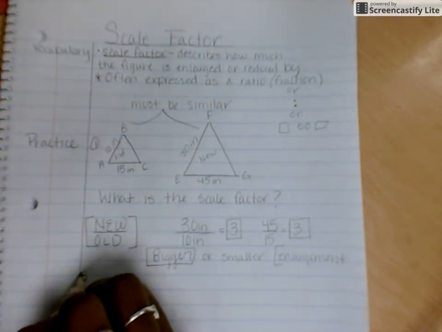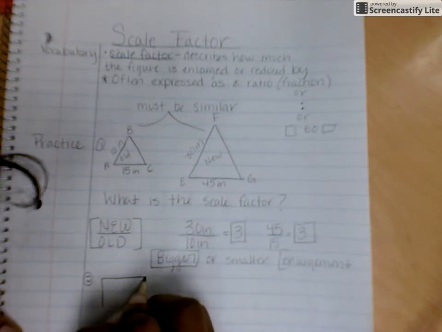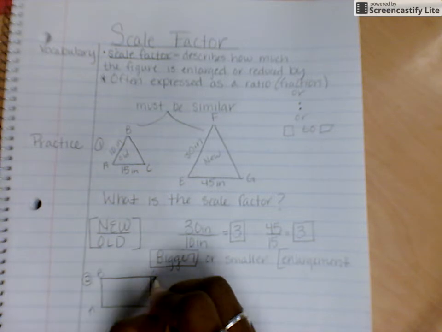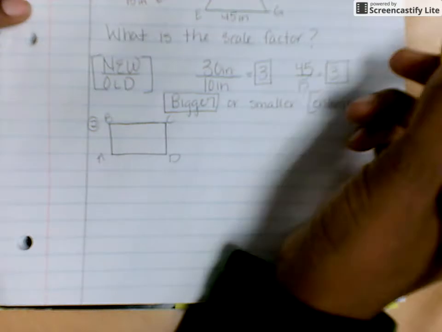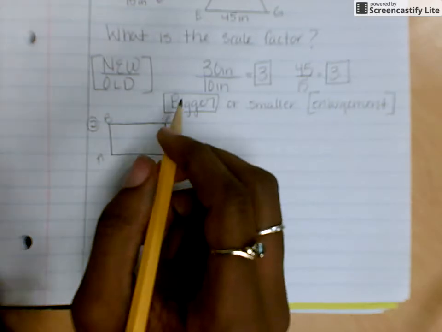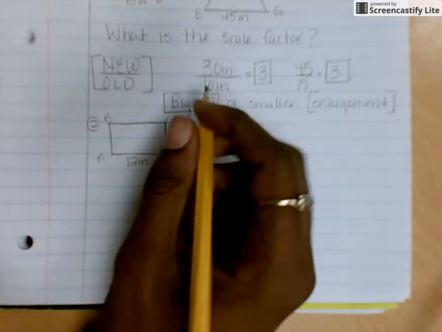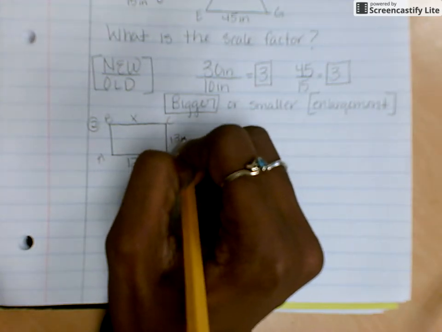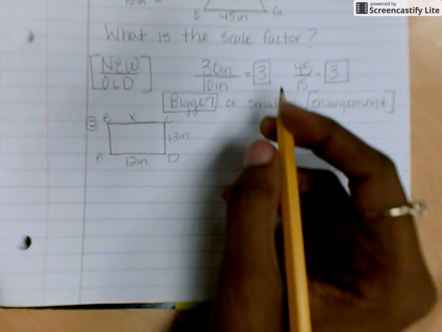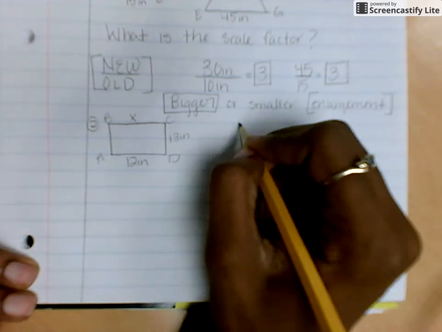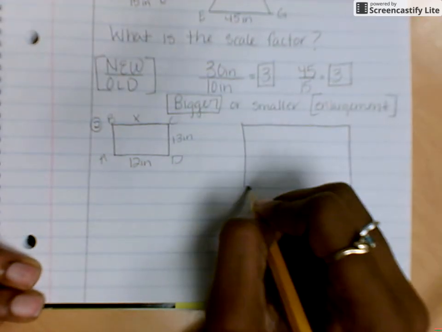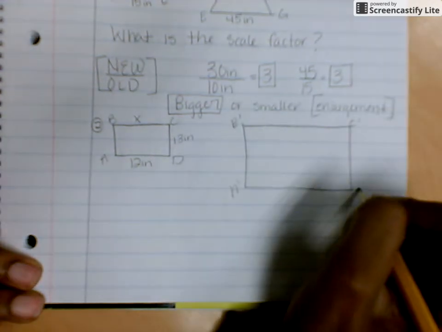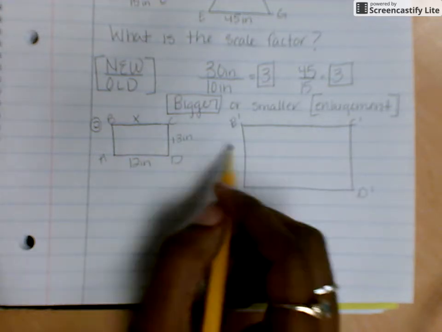Let's do another one. Say we have rectangle A, B, C, D. All right, so you have a side of 12 inches. I'll say this side is X, that we don't know, and this is 13 inches. Or do we know that side? And then you have rectangle A prime, B prime, C prime. So when you see the primes, that's an indication that there was a transformation.